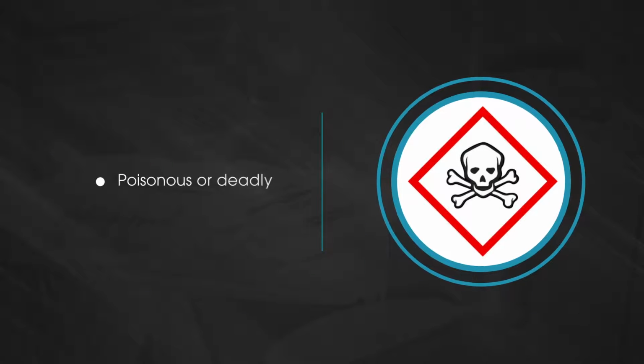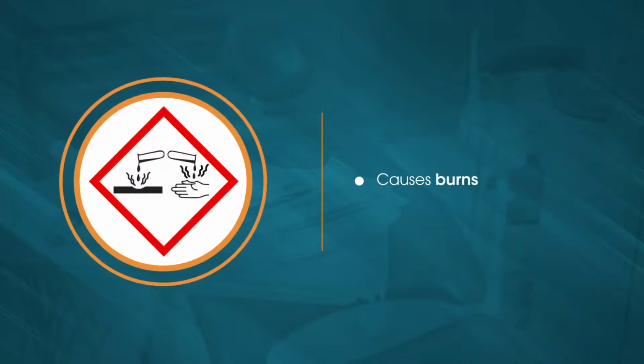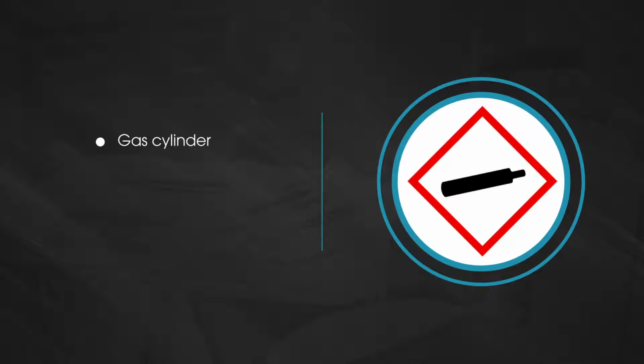The next symbol, skull and crossbones, we all recognize this as a symbol that's poisonous or deadly. This next symbol stands for a product that is caustic. It's going to cause a burn to our skin or to our equipment or countertops or whatnot. Next is a gas cylinder. This may look like a broken rolling pin, but it's actually a gas cylinder. So think about your nitrous tanks, oxygen tanks, and your emergency oxygen tanks. That's what this symbol stands for.